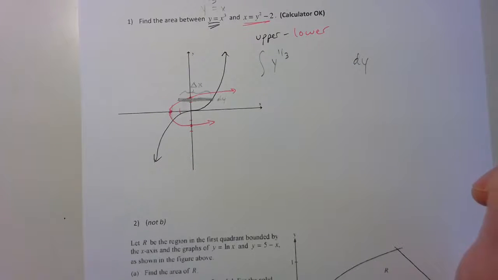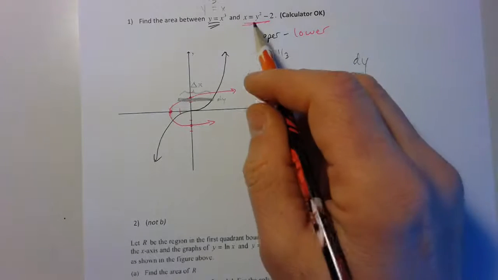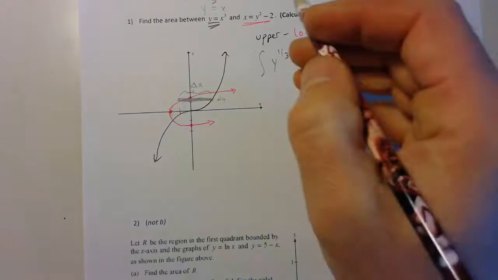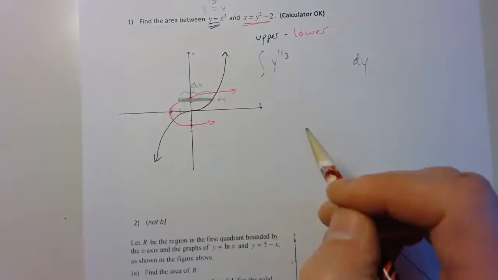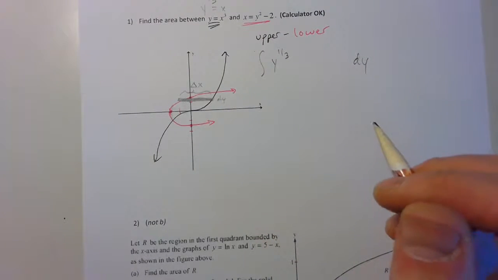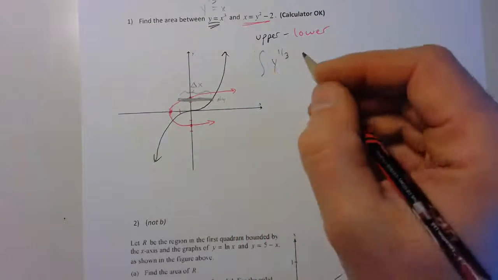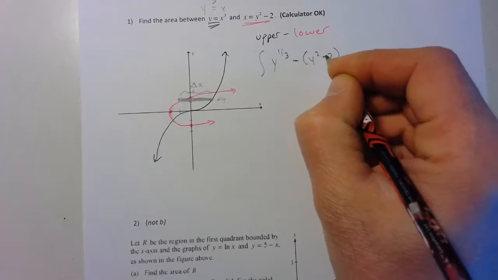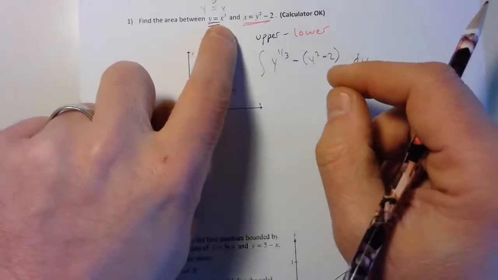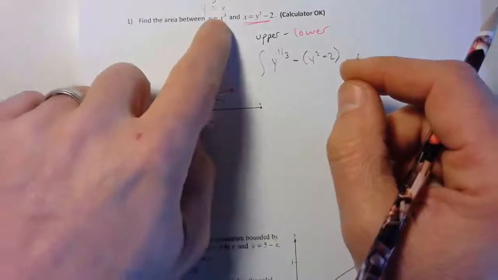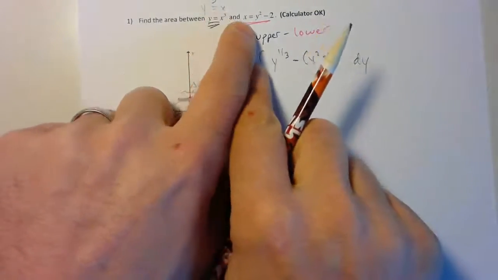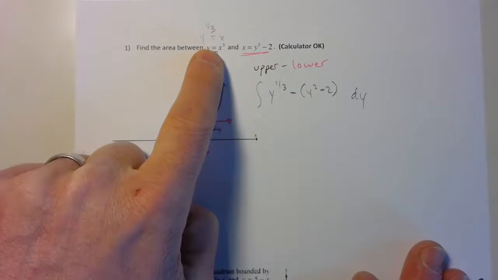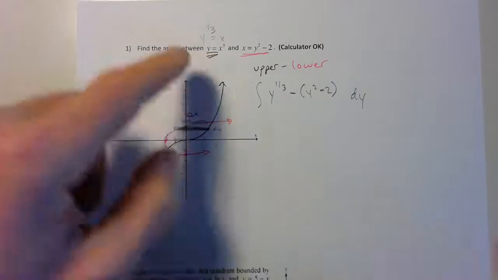Just changing that up. And then this one is going to be my lower function. It's already in terms of y, which is great. So minus the lower function. Notice what we had to do for this one: we had to solve for x. It's a change in the x value, so you have to have x equals. That's why this one was great, because it was already solved for x, and this one wasn't so great because it wasn't solved for x.